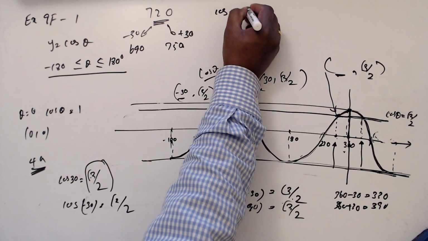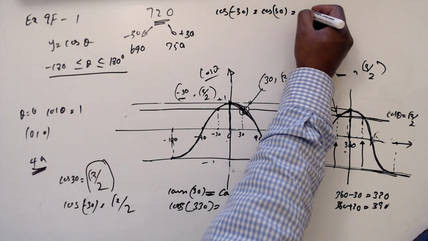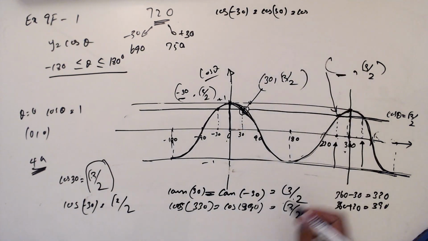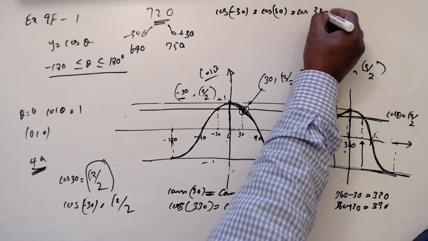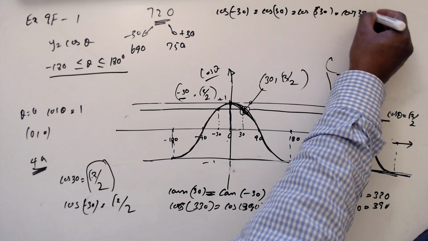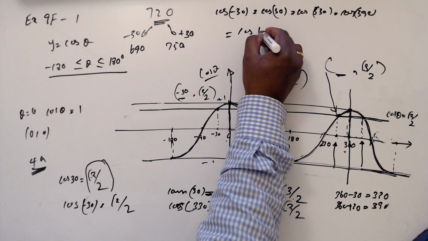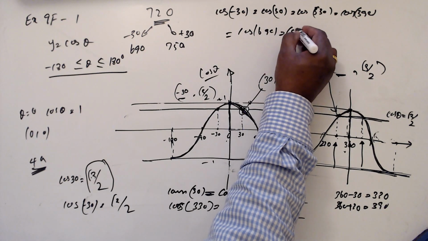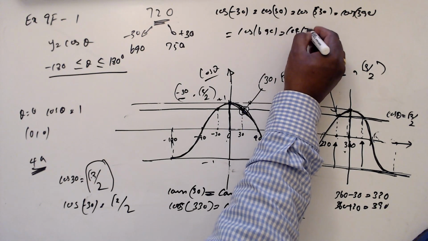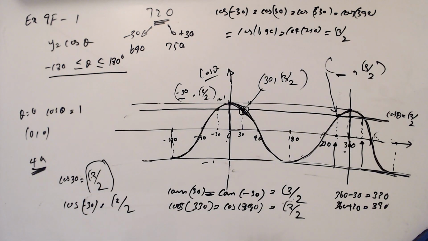cos minus 30 equals cos 30 equals cos 330 equals cos 390 equals cos 690 equals cos 750 equals square root 3 over 2.